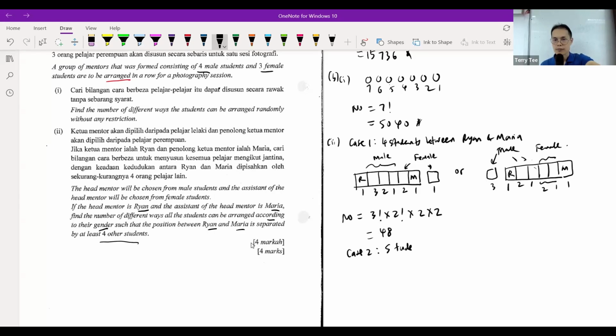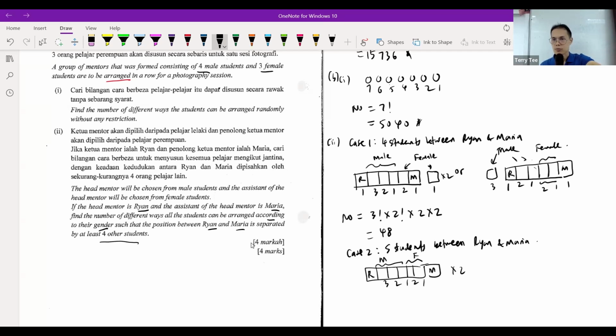There are 5 students between Ryan and Maria. So I draw 5 boxes. Okay, actually 7. There are 5 boxes in between them. Ryan, Maria, 5 between them. So these are the male students. First, male. There are 3. Female, you have 2. So this is 3 to 1 or 3 factorial. This is female, 2 times 1, 2 factorial, but you got to times 2.